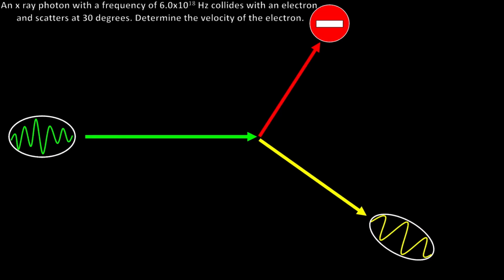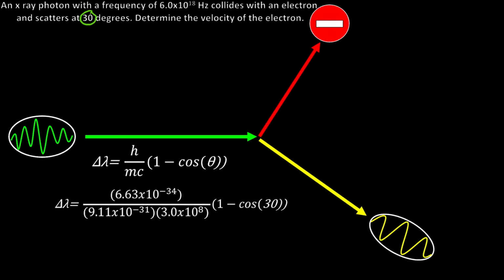Okay, so as I said before, first thing we need to determine is what that photon is going to look like after it's bounced off the electron. So we start with this formula. Change in wavelength is equal to h over mc times 1 minus cos theta. It told us the angle in the question is 30 degrees, so we plug in that 30 degrees along with all these other constants, and we get a number of 3.25 times 10 to the negative 13 meters.